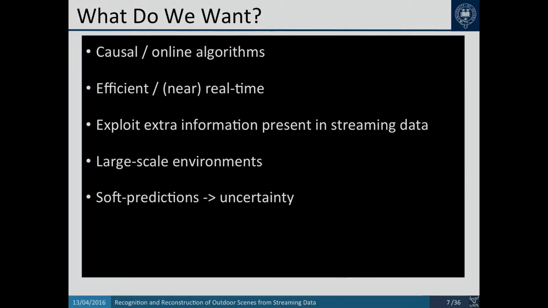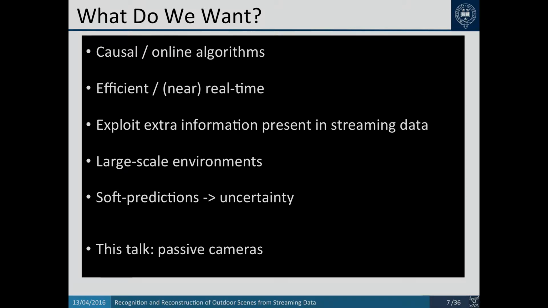And ideally, our algorithms should produce soft predictions. We ideally want to get probabilities. We want to have some notion of uncertainty, because computer vision is typically just the first step in the whole system. So we don't want to do the hard assignments too early.